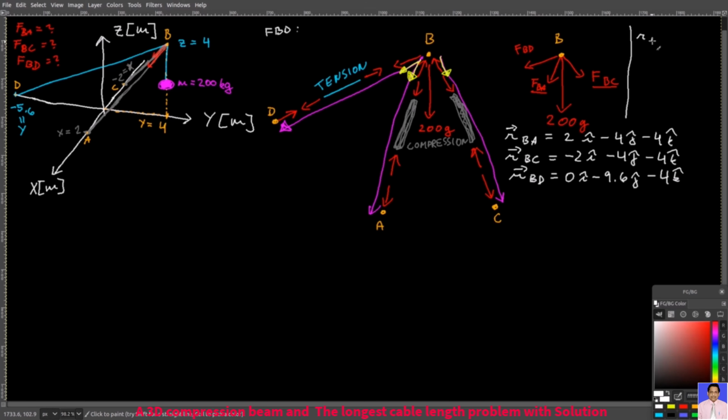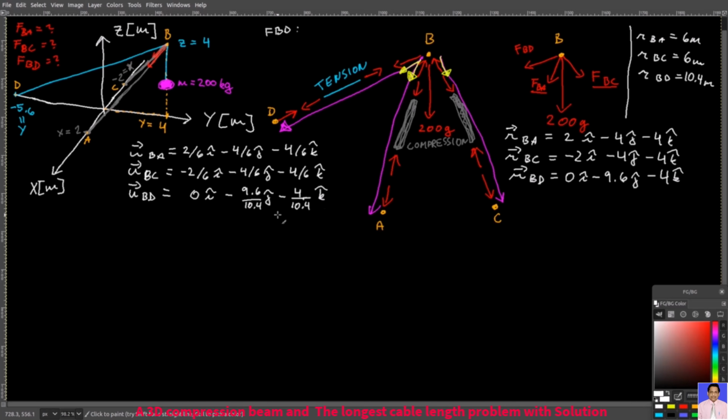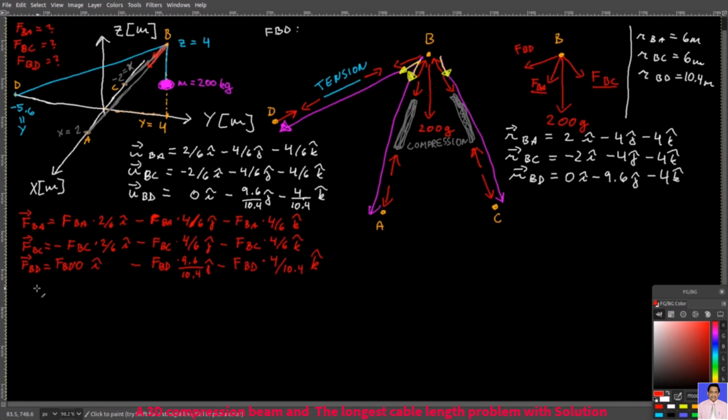And let me also have their magnitudes. It will be 6 meters here, 6 meters here, and 10.4 meters here. That means that the unit vectors BA, BC, and BD, it's this one here. Using these unit vectors, I can take my three forces and I can rewrite them like this. And then remember, I also have this weight force that looks like this.